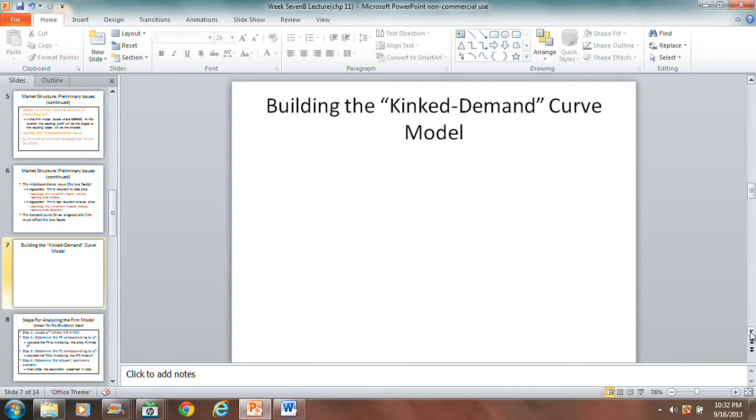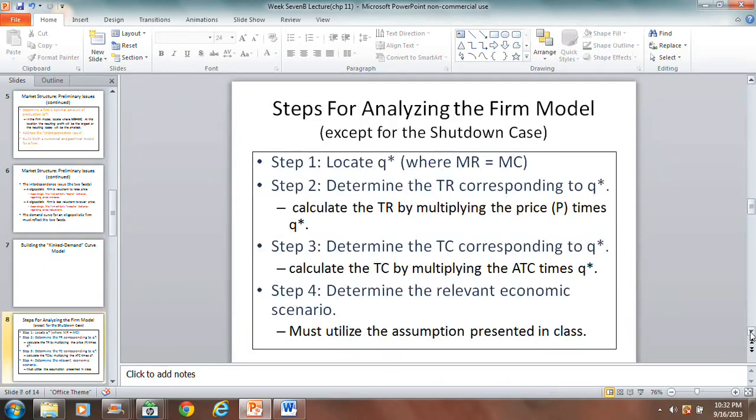Now, before we look at the model, we're still going to use the same steps as before. First thing we'll do in the model is locate Q star, where marginal revenue equals marginal cost. And once we know Q star, we can, as we've done before, find the price by simply going from Q star vertically until we hit the demand curve directly above Q star. You take the price times the quantity, and that will give us the total revenue. Again, once you find Q star, everything is linked to Q star.